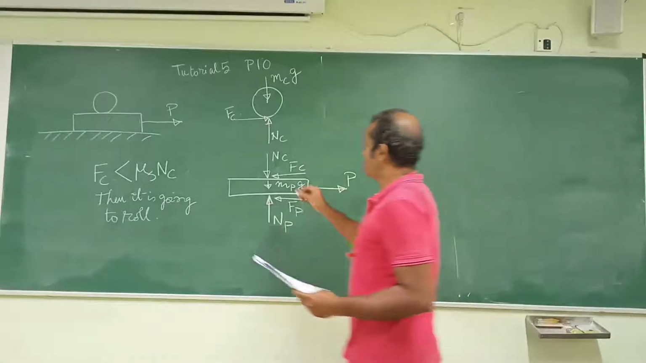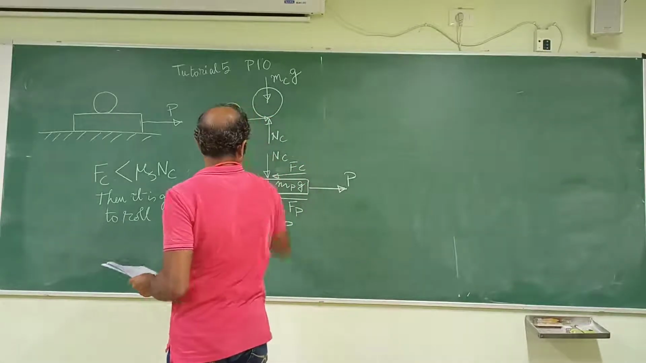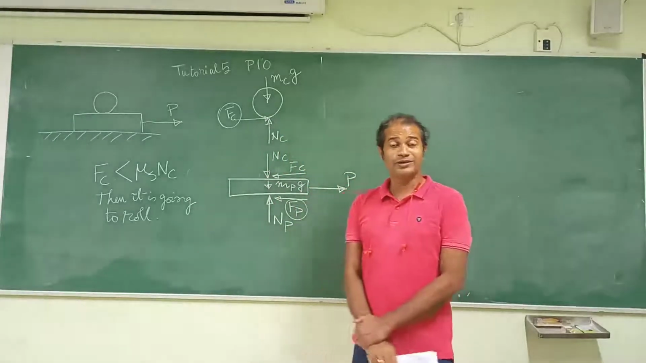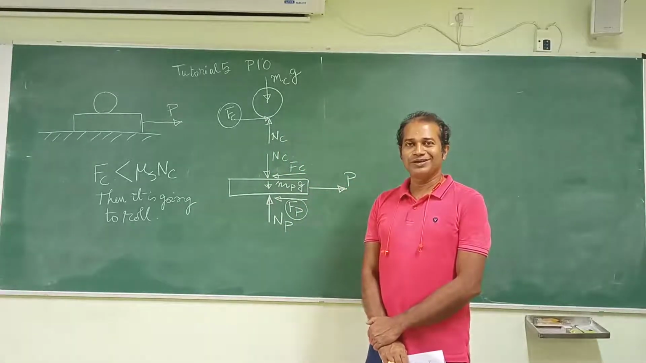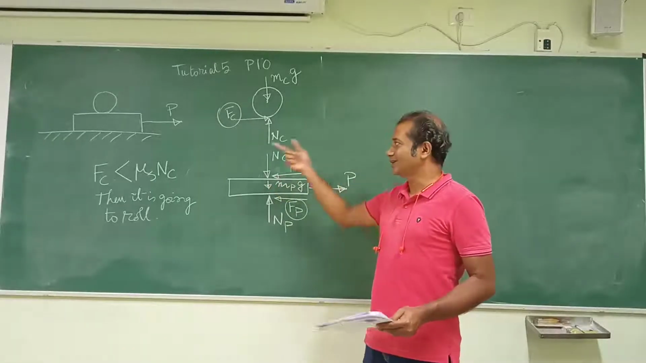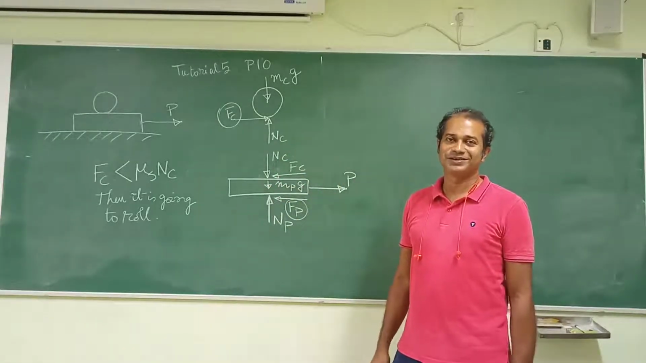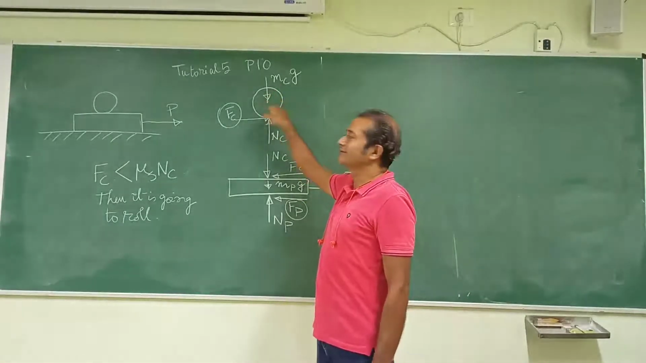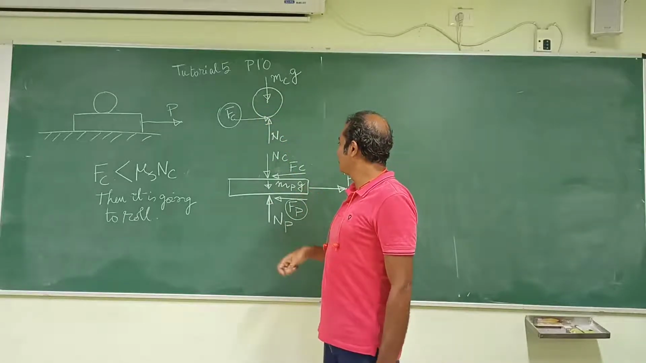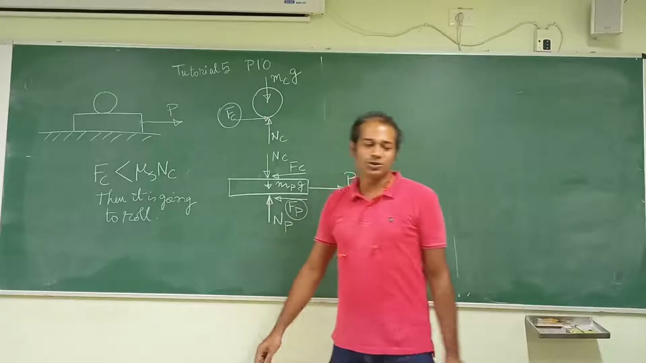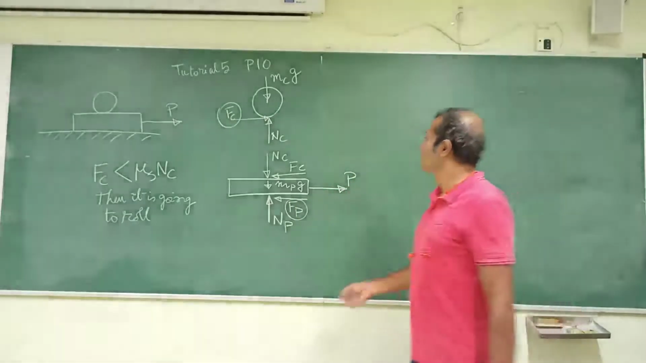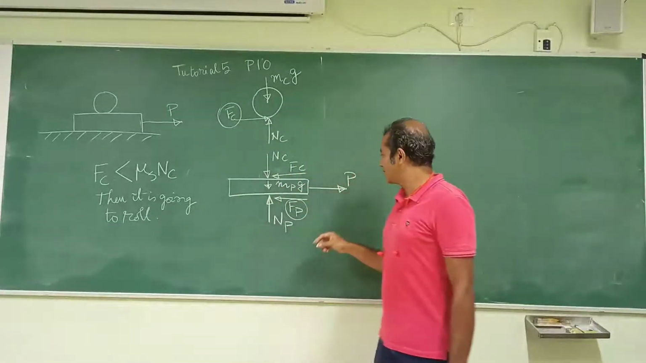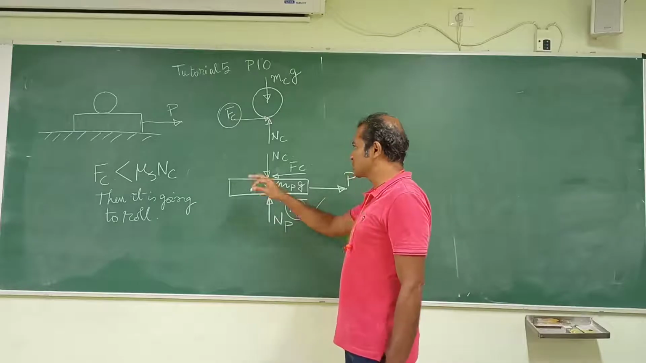So over here F_C is not known to me. But do I know F_P? Yeah, I know F_P. I know F_P because I know the paper is going to slide. But what about the cylinder or the pen? For the cylinder, what is going to happen to F_C is not known to me. But F_P is known to me because I know it is going to slide.